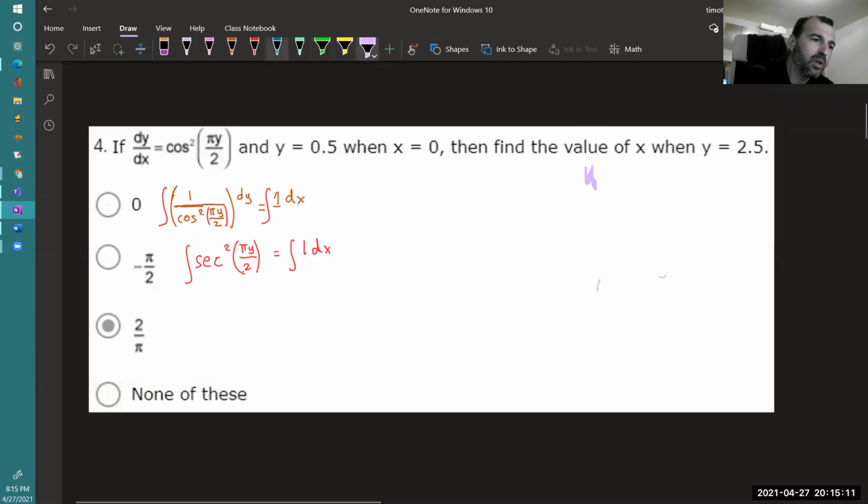Oh, that's a highlighter. I don't want that. Somebody buzzed me. It might have been my phone. All right. Here, let me erase that.